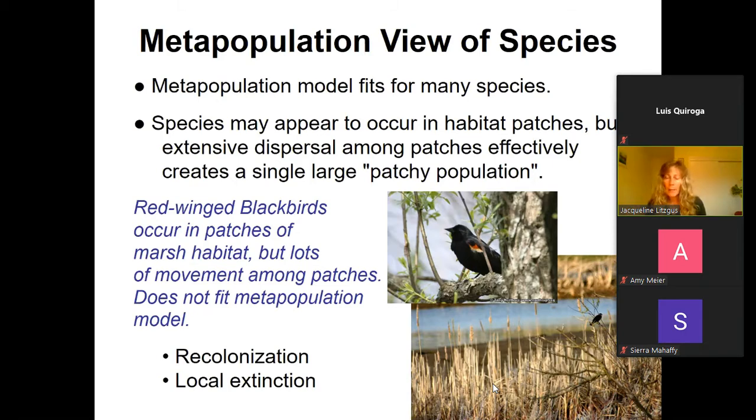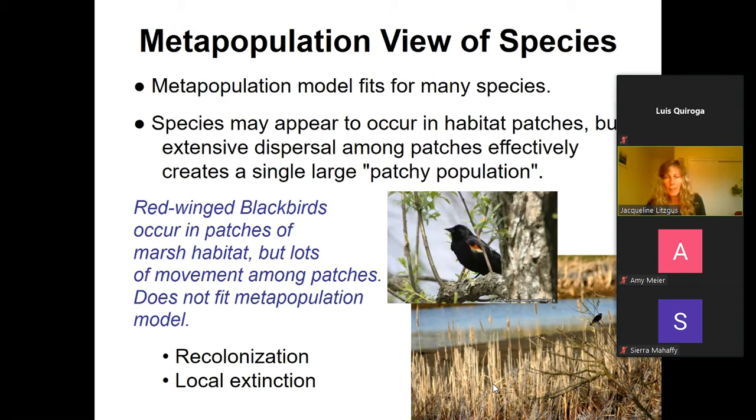Other species might look like they're occurring in habitat patches, but they have so much movement among those patches, maybe because the patches are really close to each other, or the animals have an incredible dispersal ability, that instead it's more like a really big population that has patchy parts to it. But because there's so much dispersal between, we don't really call that a true metapopulation system. So species might occur in habitat patches, but there's so much dispersal among those patches that you just have this patchy population as opposed to these more discrete patches with demes in them.